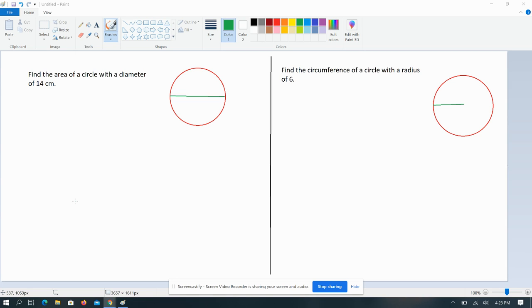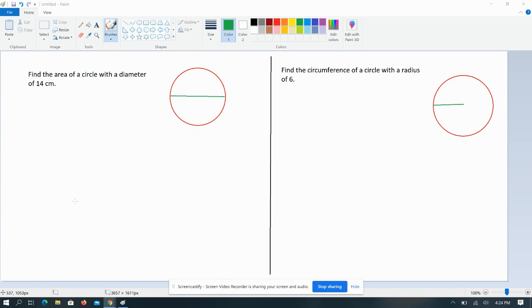Hey guys, I'm going to walk you through the steps of finding the area of a circle and then also finding the circumference of a circle, just as examples for you to reference when you need it. So the first one says find the area of a circle with a diameter of 14 centimeters.